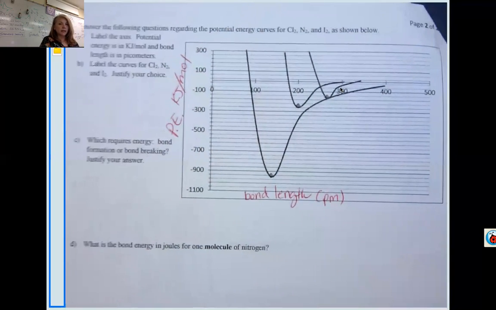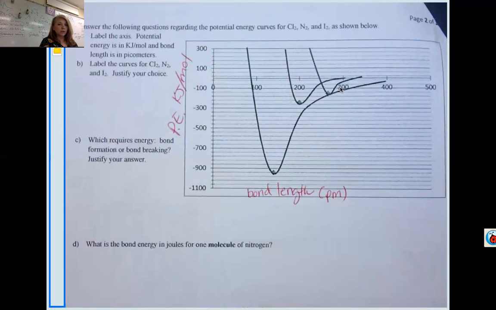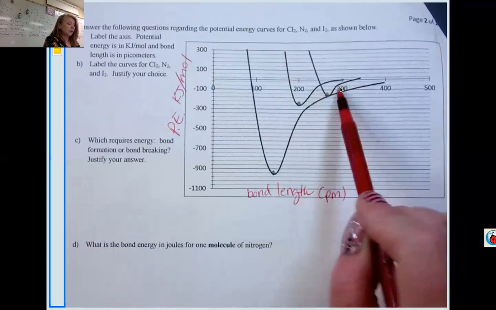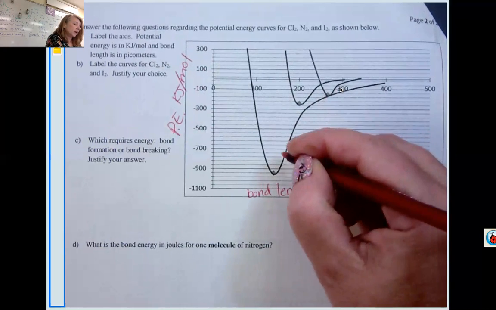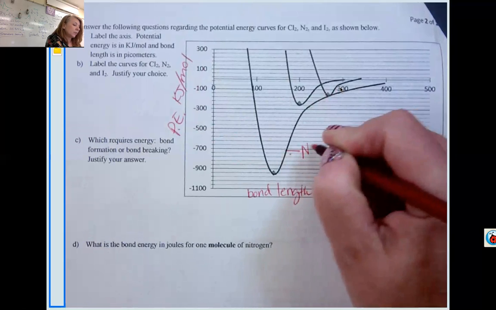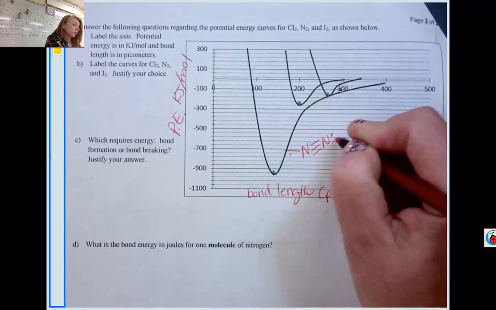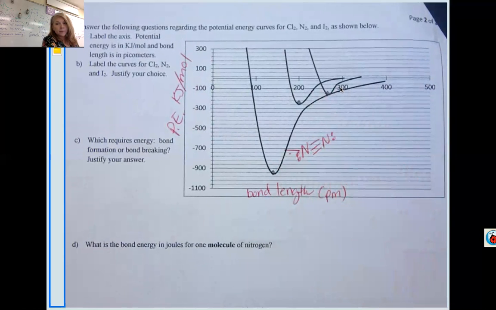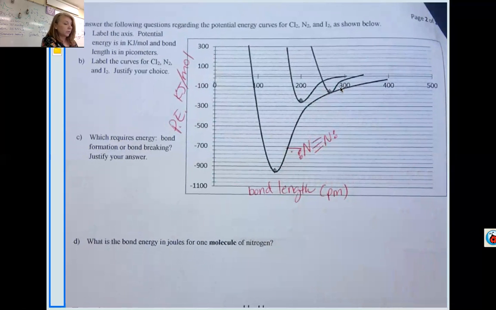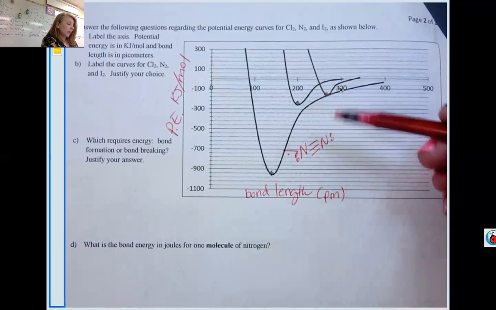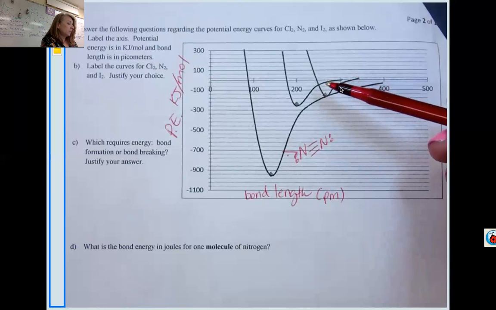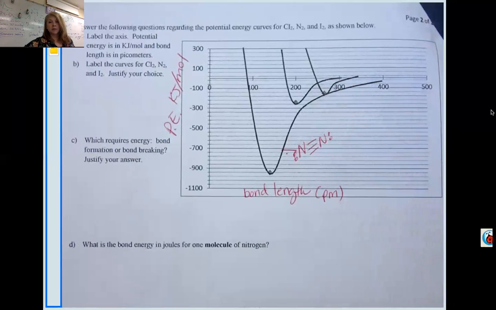So I would say that we've got choices between chlorine, nitrogen, and iodine. Okay, these two graphs are going to be the chlorine and the iodine. Okay, I know this is going to be nitrogen simply because nitrogen has a triple bond between the molecules, or between the atoms rather. And so it's going to have the lowest potential energy. The more multiple bonds you have, the lower the potential energy, the closer the atoms can get to each other.